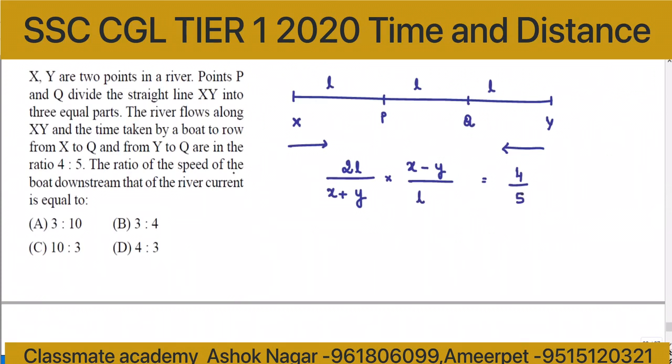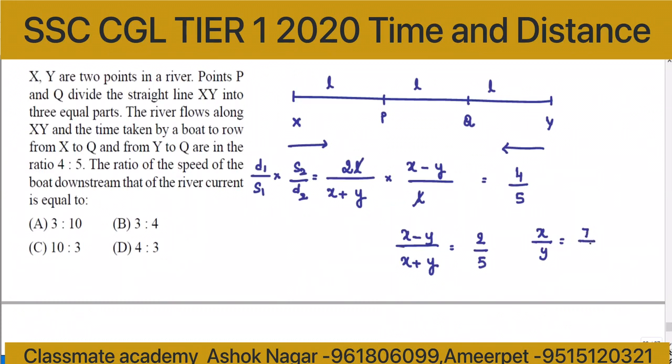T1 by T2, I'm taking it as D1 by S1 divided by D2 by S2. D2 by S2 means S2 by D2. I hope it is clear. L and L cancel. Can you tell me what is X minus Y by X plus Y? 2 by 5. What is X by Y? 7 by 3.